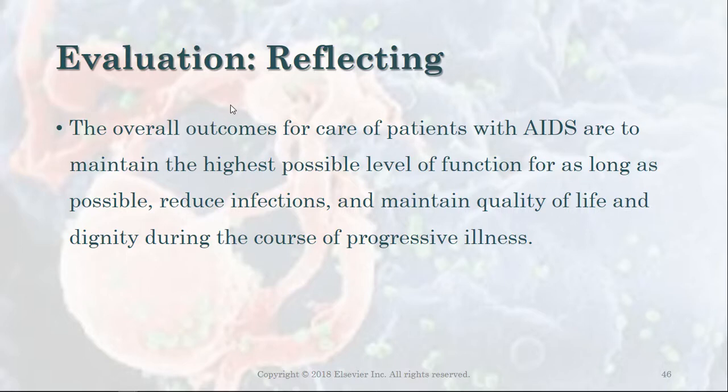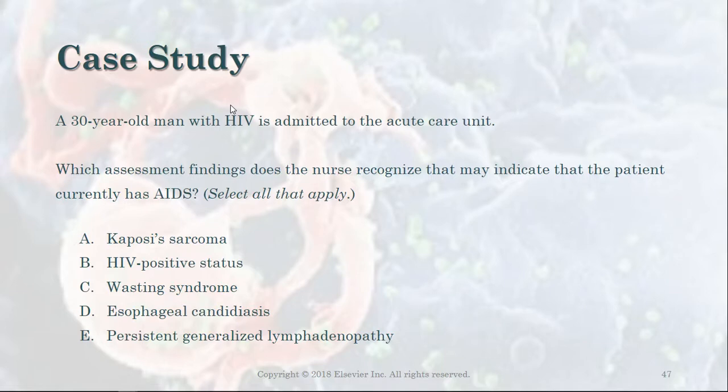So the overall outcomes for care of our patients with AIDS are to maintain the highest possible level of function for as long as possible. We want to make sure that we reduce their risk of infections and help them to maintain a quality of life and dignity during the course of their progressive illness. That's most important. So we have a couple of review questions here for you.